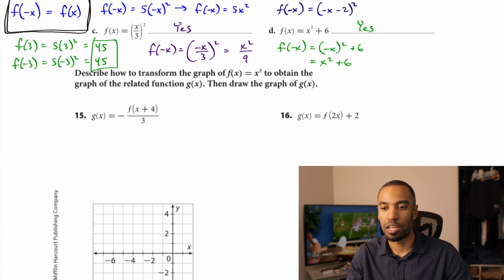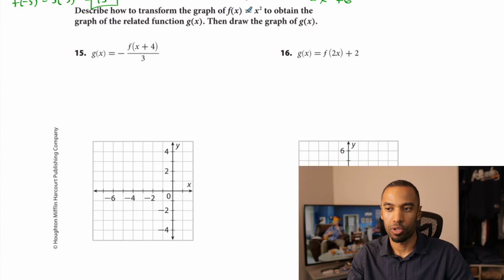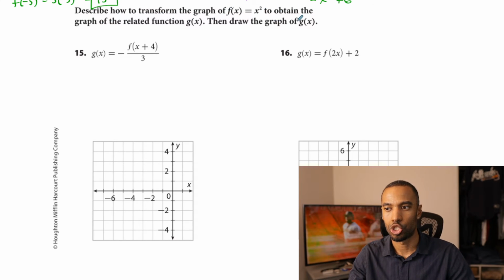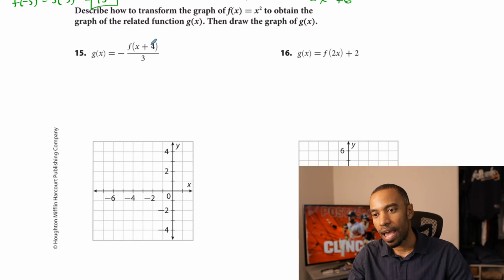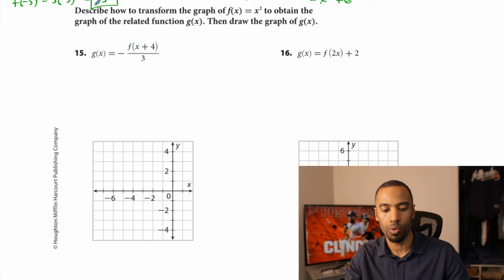All right, 2 more problems, and then we're done. Describe how to transform the graph of f of x equals x squared to obtain the graph of the related function g of x, then draw the graph of g of x. So now we're going to take this thing. We're going to use what we did before.